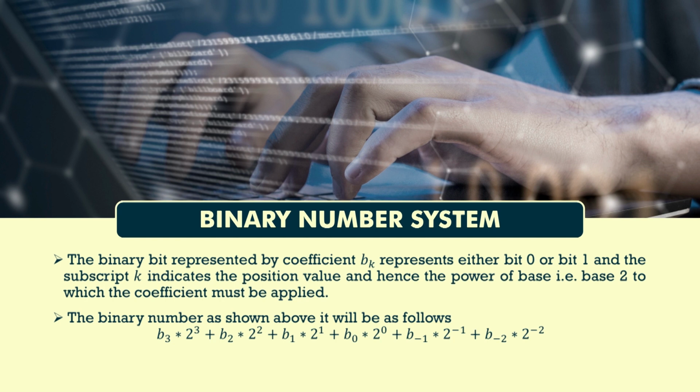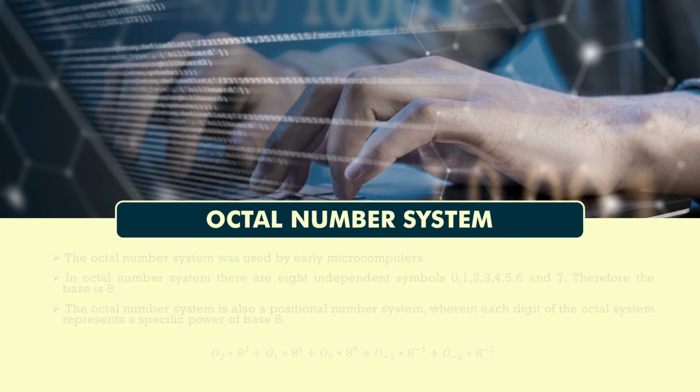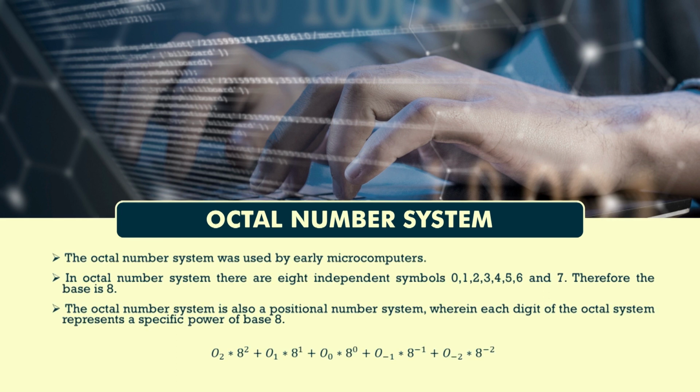Now we come to the octal number system. The octal number system was used by early microcomputers. In octal number system, there are 8 independent symbols starting from 0, 1, 2, 3, 4, 5, 6 and 7. Therefore, we say the base or the radix is 8. The octal number system is also a positional number system, wherein each digit of the octal system represents a specific power of base 8. So we have an example here.